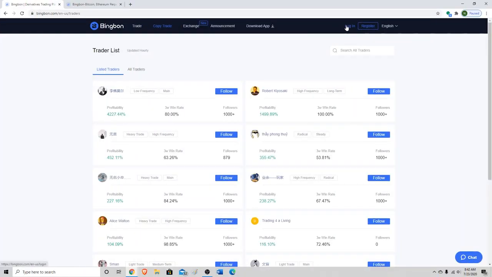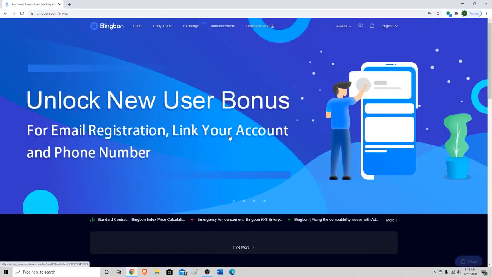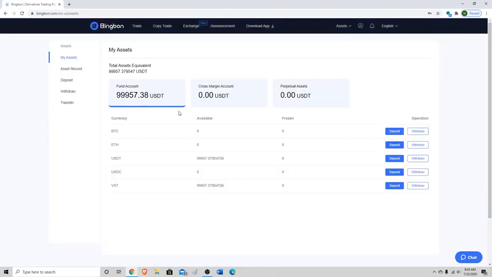So anyway, we'll log in here. You click on login, and I've already got all the information up here. This is a test account, so this is not my account, you guys. You can log in with email or phone number, okay? Then you go to my assets page here. On the my assets page, you can view your assets. So Bitcoin, ETH, USDT, USDC, and then VST, which is just virtual currency.